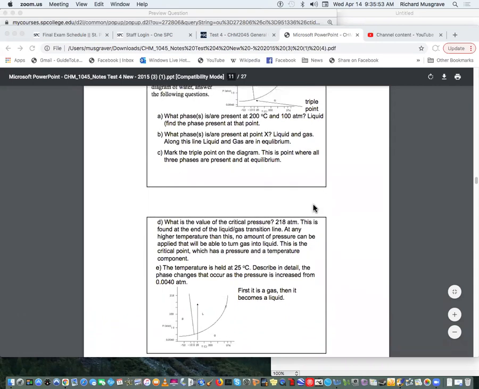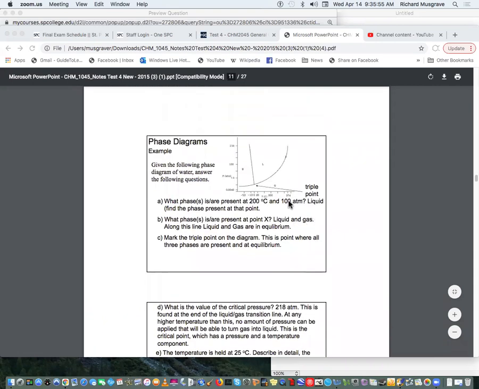The next thing is the value of the critical pressure. Now, the critical point is the end of the liquid gas line. It's right here where I'm putting the cursor. So you might think, well, that line is just going to continue up, right? No, actually, that's where it ends. The line doesn't go any further than that. That is the critical point.